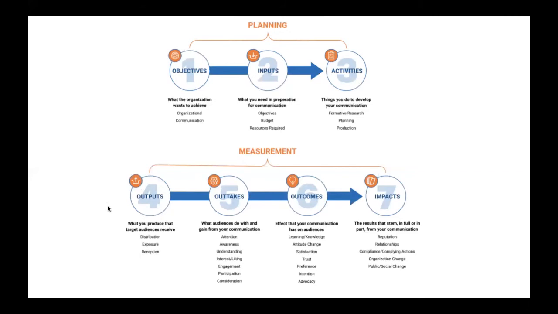And then here's where the measurement comes in. Your outputs: what you distribute, and what the message was that your audience received. You can measure distribution, exposure, reception. Impressions are a common way to measure media coverage. And for social media, reach is a common way that's measured there.